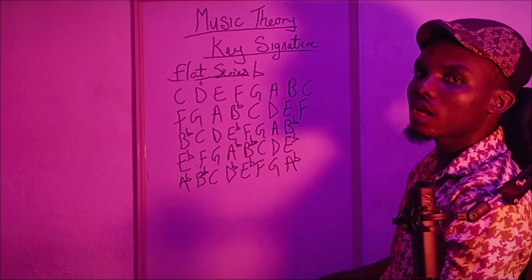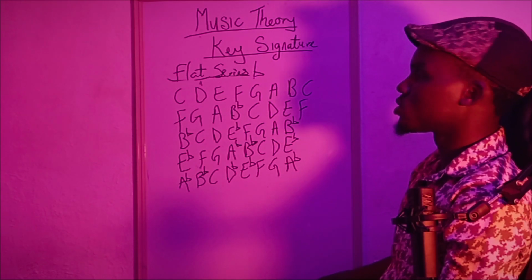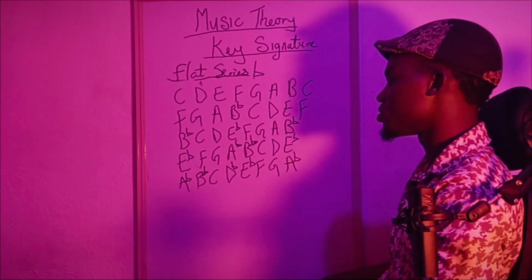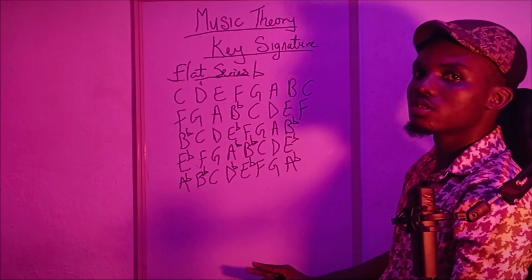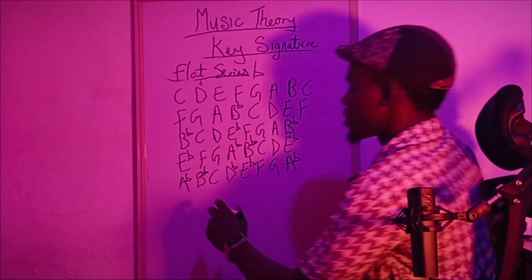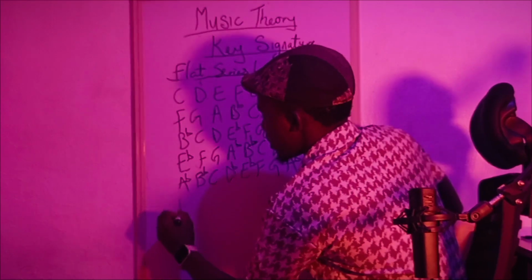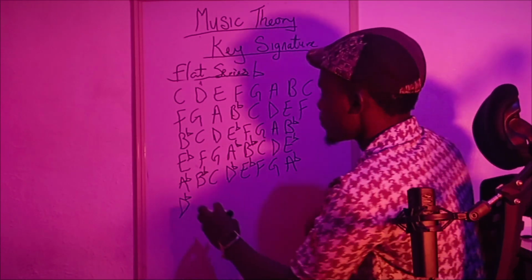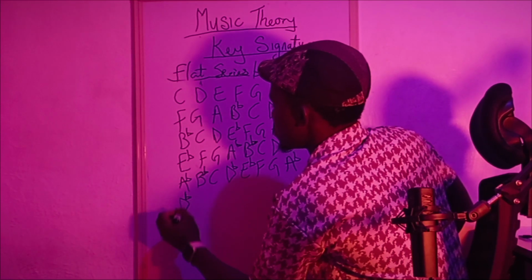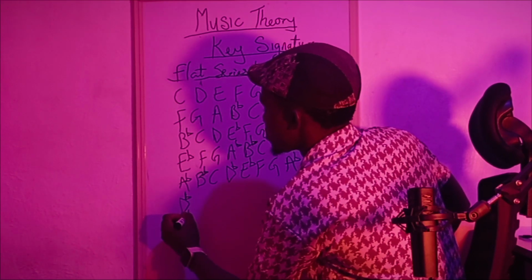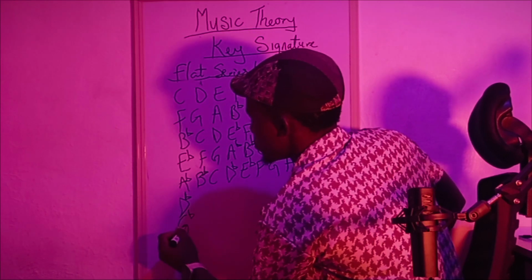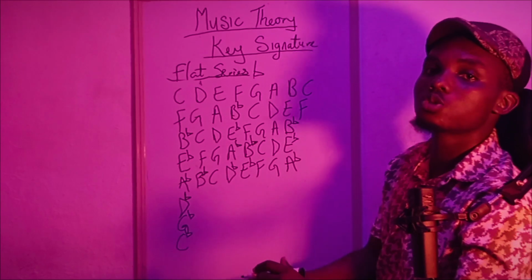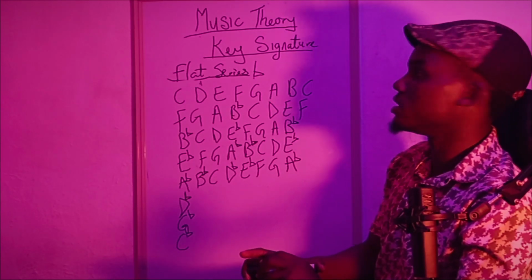So I'm going to write out the remaining keys. All I want you to do is arrange them in the comment section to ensure that you understand what I'm teaching. So we have A flat. The next key will be D flat. Arrange the keys that will be flatting. The next one will be G flat, and the next one will be C flat. So we have 1, 2, 3, 4, 5, 6, 7. Also 7 keys in the flat series.